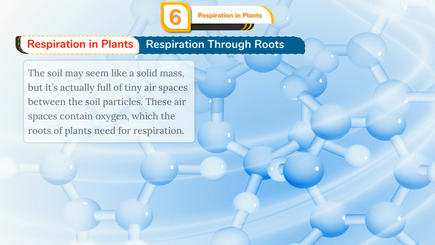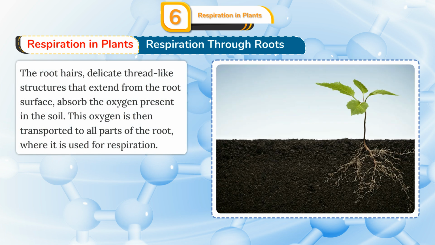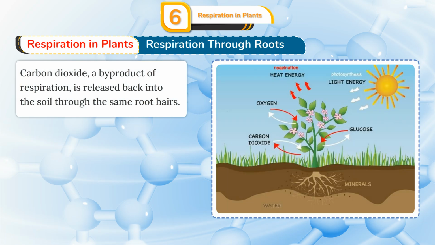Respiration through roots. The soil may seem like a solid mass, but it's actually full of tiny air spaces between the soil particles. These air spaces contain oxygen which the roots of plants need for respiration. The root hairs, delicate thread-like structures that extend from the root surface, absorb the oxygen present in the soil. This oxygen is then transported to all parts of the root where it is used for respiration. Carbon dioxide, a byproduct of respiration, is released back into the soil through the same root hairs.